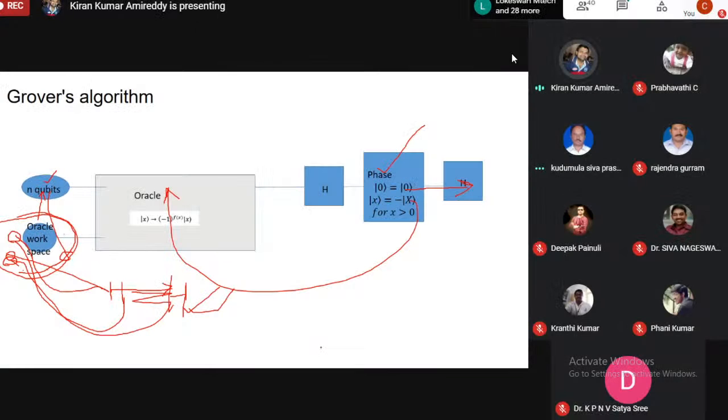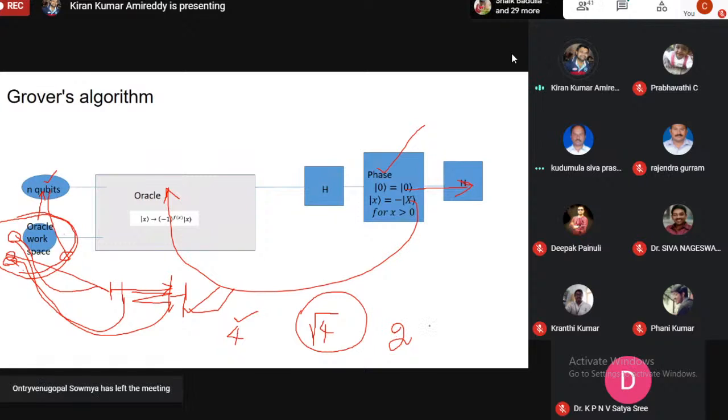The only thing is that we are eliminating work. Suppose our normal classical computers do it 4 times. The classical computer will pick up 4 times and then complete. Instead of that, Grover's algorithm will do only square root of 4 times. That much is the speed-up.